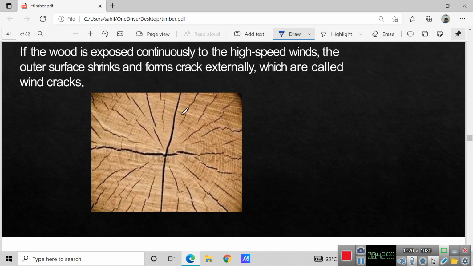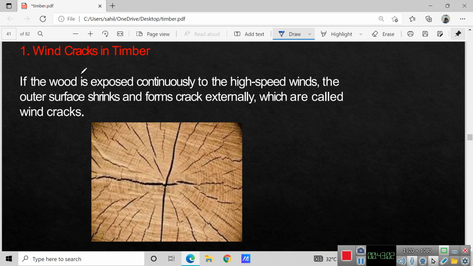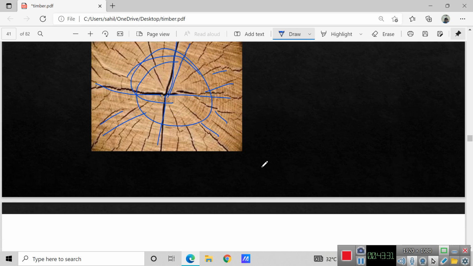If the wood is exposed continuously to high-speed winds, the outer surface shrinks and forms cracks externally, which are called wind cracks. You can see the cracks. These are due to heavy wind, which gives continuous pressure on the surface of the timber which is cut and kept for seasoning. These are the cracks. So timber should not be exposed to high-speed winds, otherwise there may be wind cracks in them.